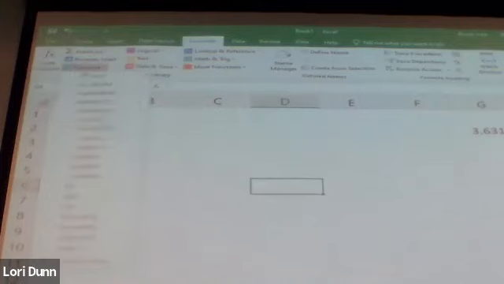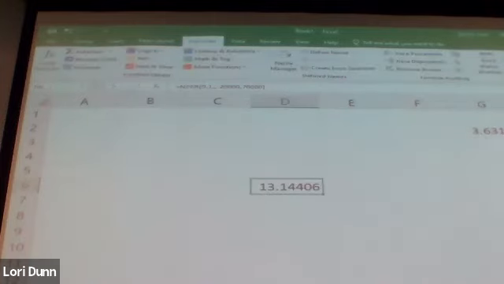And you can also use NPER. There it is, NPER. So your rate would be 10%, present value 20,000, future value 70,000. Enter, and there it is again: 13.14406. So that's your exact number.